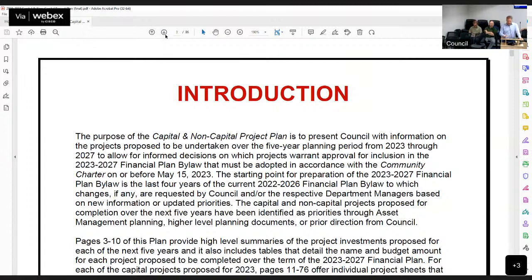We need to have the 5-year financial plan adopted by May 15th. So there are going to be changes between now and May 15th, I anticipate, whether that's due to newer, better information becoming available. Quite often there's grant programs that come out with short triggers. So if we've got a project in the 5-year financial plan that a project is eligible for, we may modify the financial plan because of that as well.